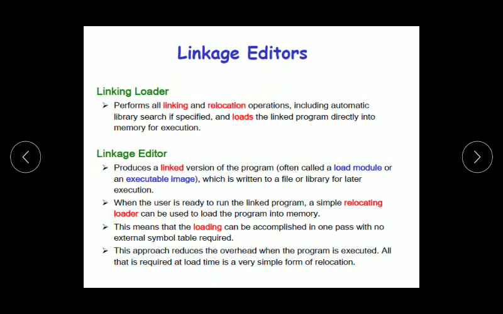Whereas a linkage editor produces a linked version of the program. It is also called a load module or an executable image, which is written to a file or library for later execution. That is the main difference. In the linkage editor, there will be an executable file as an intermediate step. When the user is ready to run the linked program, a simple relocating loader can be used to load the program into the memory. Once you are ready with the intermediate file, it has to be loaded with the help of a relocating loader.